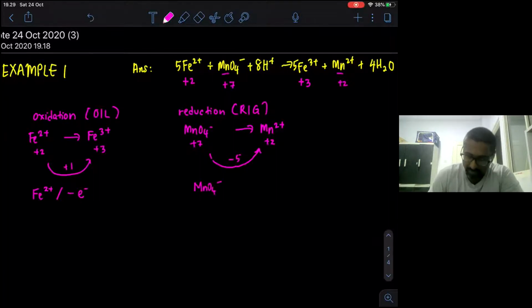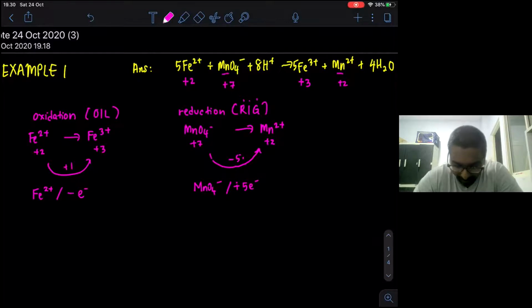And here I can notice that every 1 mole of MnO4- has gained, since reduction is gain, 5 electrons. They have gained 5 electrons. So that is very important. We have to identify that.